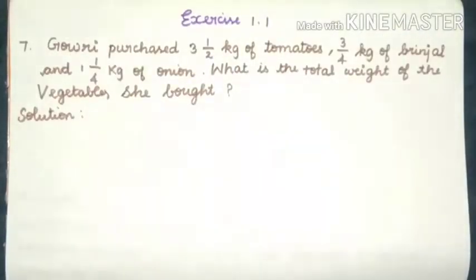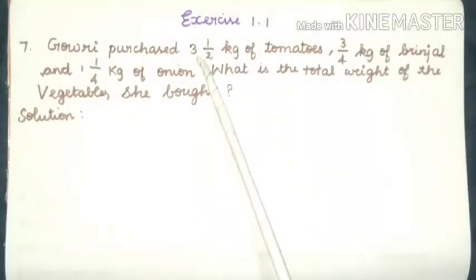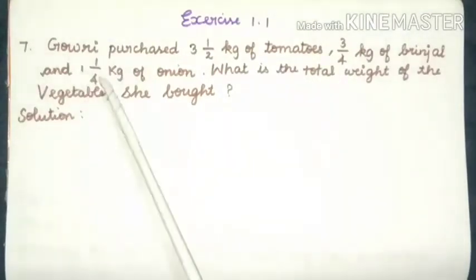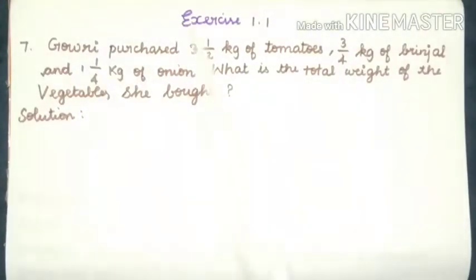Exercise 1.1, 7th sum. Gauri purchased 3 1 by 2 kg of tomatoes, 3 by 4 kg of brinjal and 1 by 4 kg of onion. What is the total weight of the vegetables she bought? Students, here the given question is, Gauri bought 3 1 by 2 kg of tomatoes, 3 by 4 kg of brinjal and 1 by 4 kg of onion. We have to find the total weight of the vegetables.